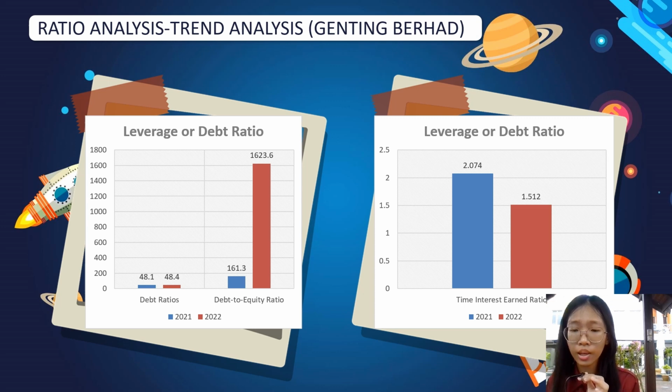Then the times interest earned ratio of Genting Berhad shows that in year 2022, with 1.512, it was not able to pay the interest obligation, while year 2021 does not have this matter.